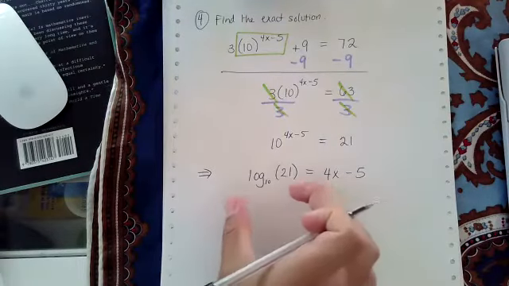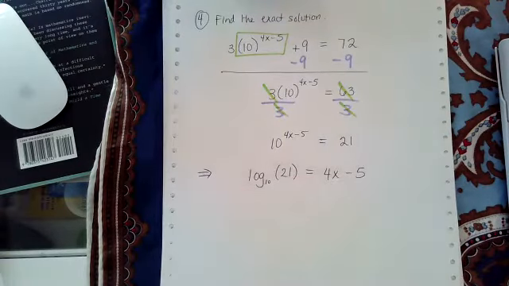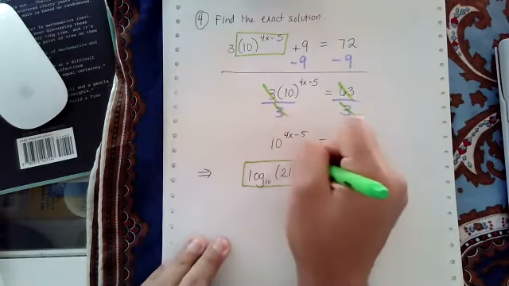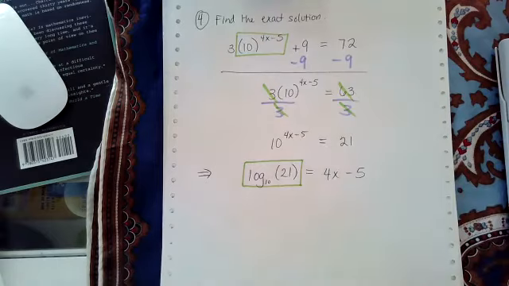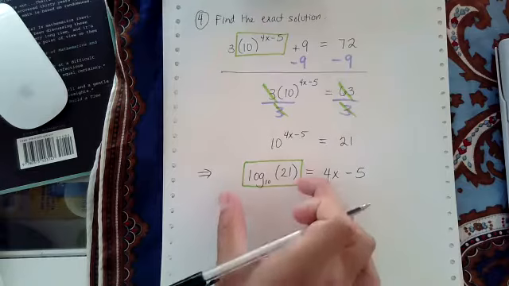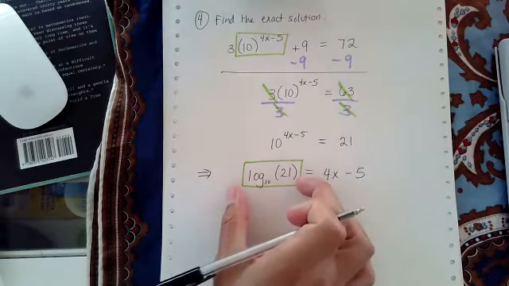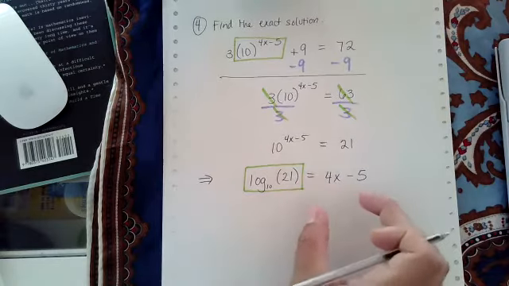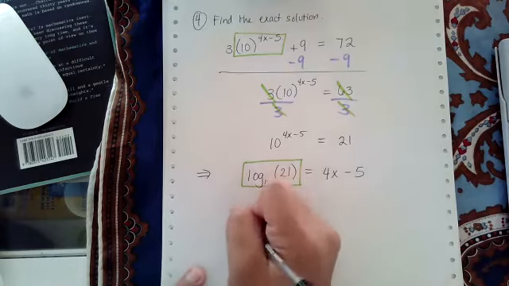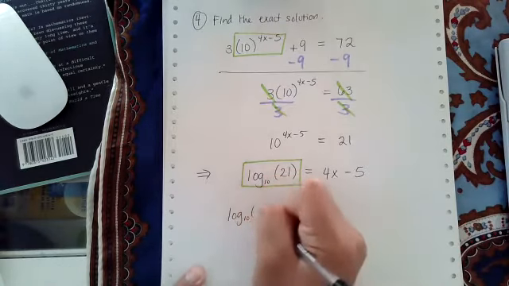Now imagine that we did not take this. I'm going to sort of put a box around this logarithmic expression. Imagine that we did not put this in the calculator. To isolate the x, we can still do that. We don't worry about what the actual value of log base 10 of 21 is. We're just going to add the 5 over to the other side. So we would get this expression that says log base 10 of 21.